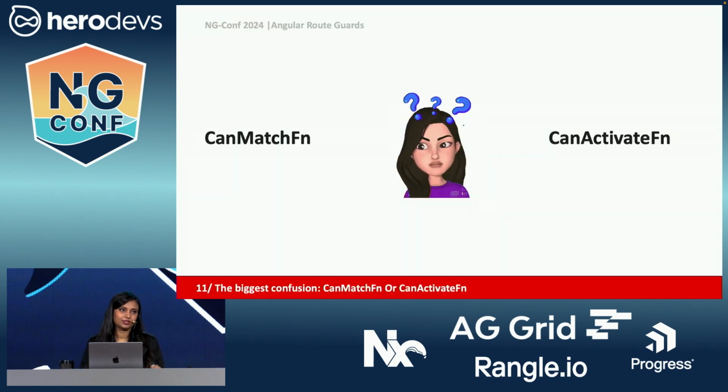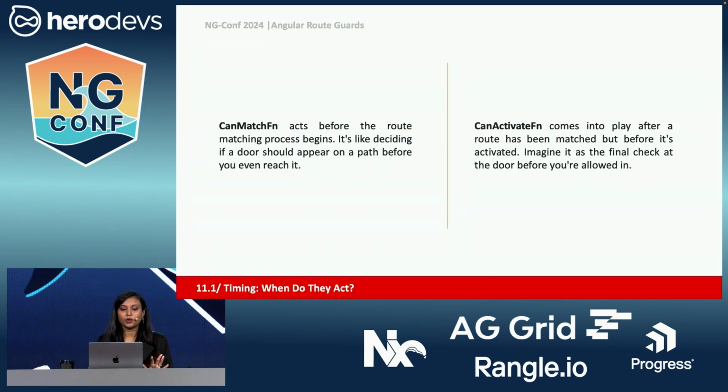Now, the biggest confusion. And this is the inspiration for me to submit the talk here in the first place. canMatch or canActivate? Which one to use? They sound pretty similar, right? But they are not. And I will give you 3 key points based on which you can decide which one to use and when. So the first point is the timing.